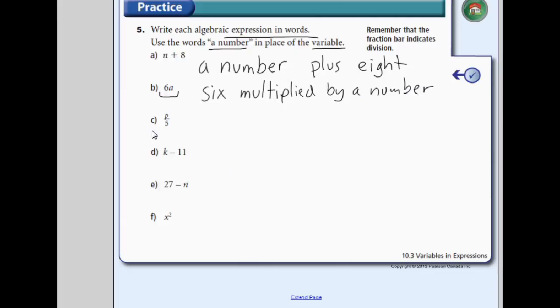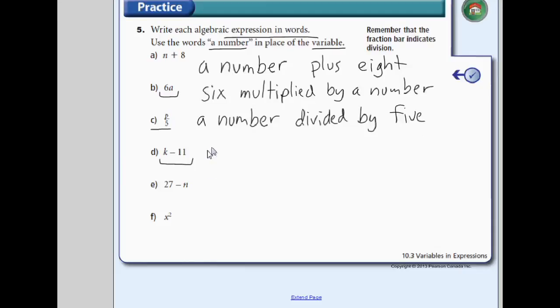Excellent. Moving right along. We had this example before. We have p, which is a number. So we just write down a number. That's my p. And then it's divided by 5. So a number divided by 5. Very easy so far. Now it gets a little tricky. Here's k minus 11. So it could be a number.